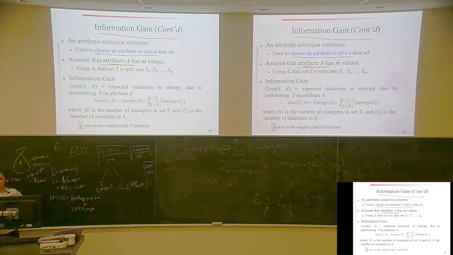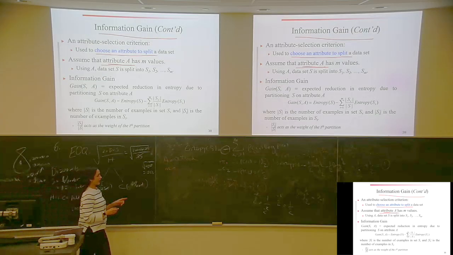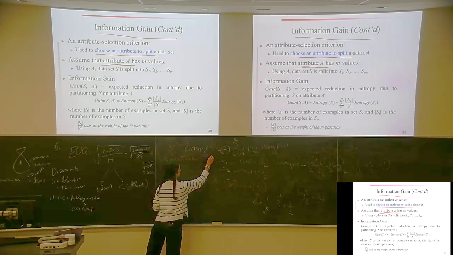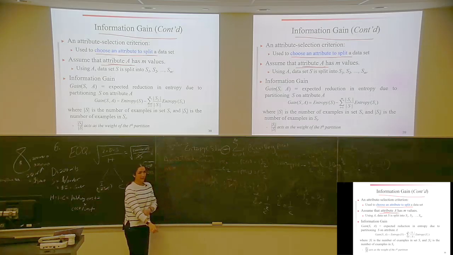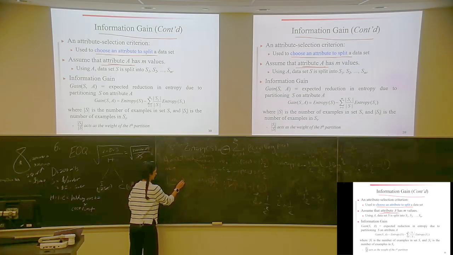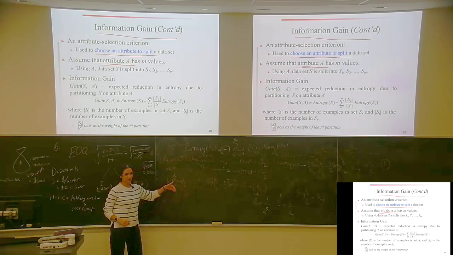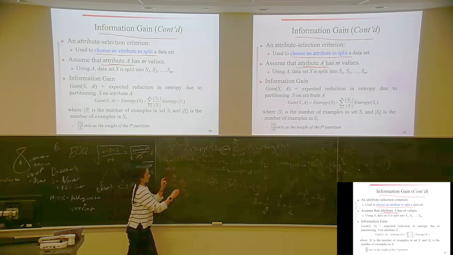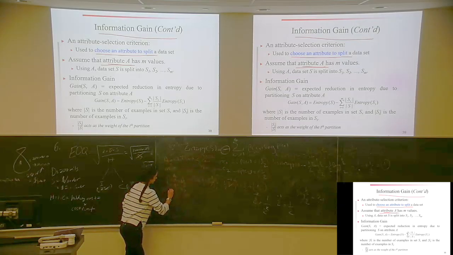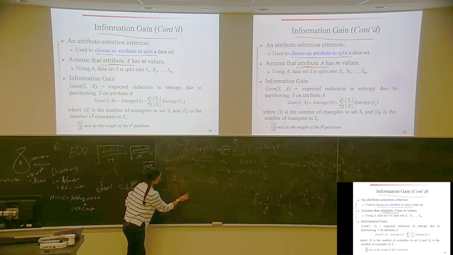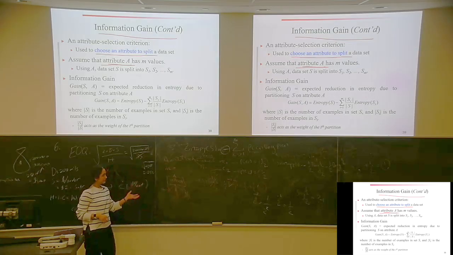So assume that attribute A has M values. That means outlook has 3 values: sunny, overcast, rainy. If you split on A, which is outlook, it will give you M branches, 1 to M. Here, 3 branches. One is for sunny, one is for overcast, one is for rainy. And then based on this, you continue.